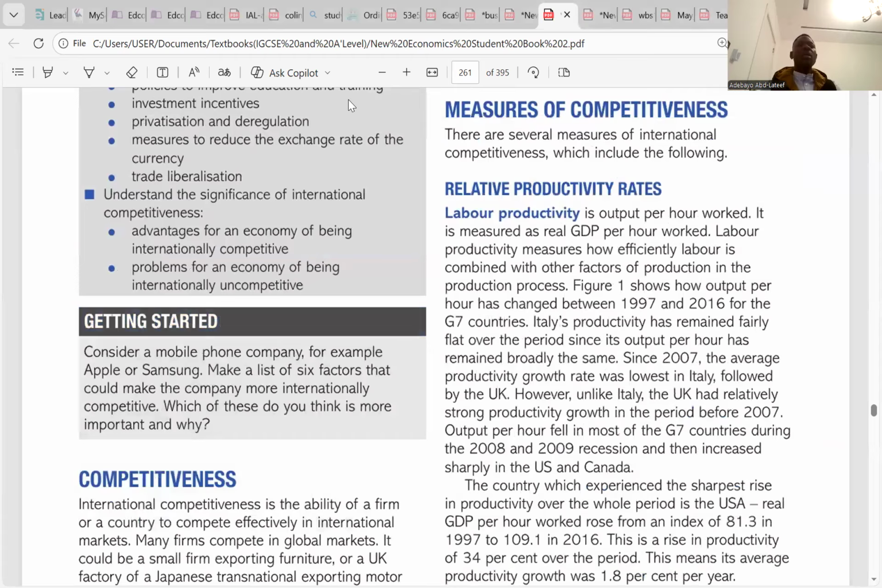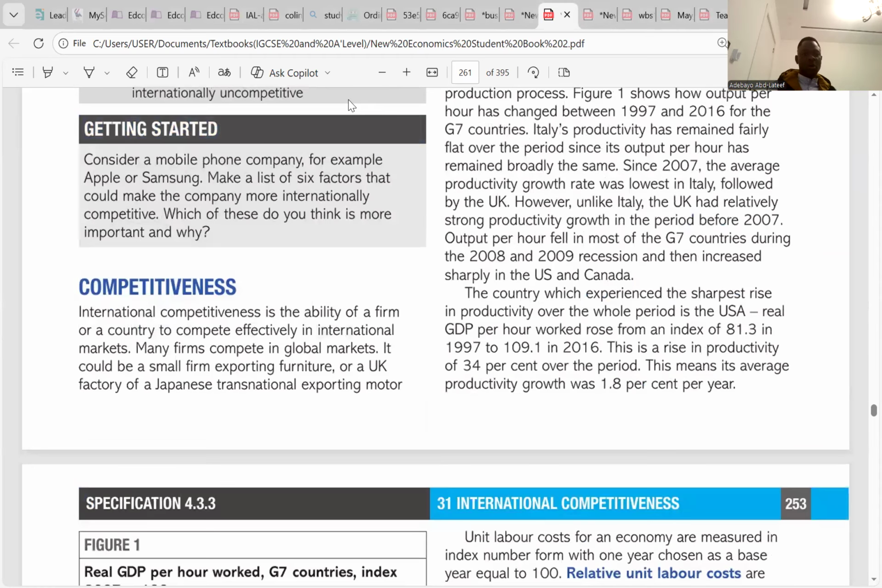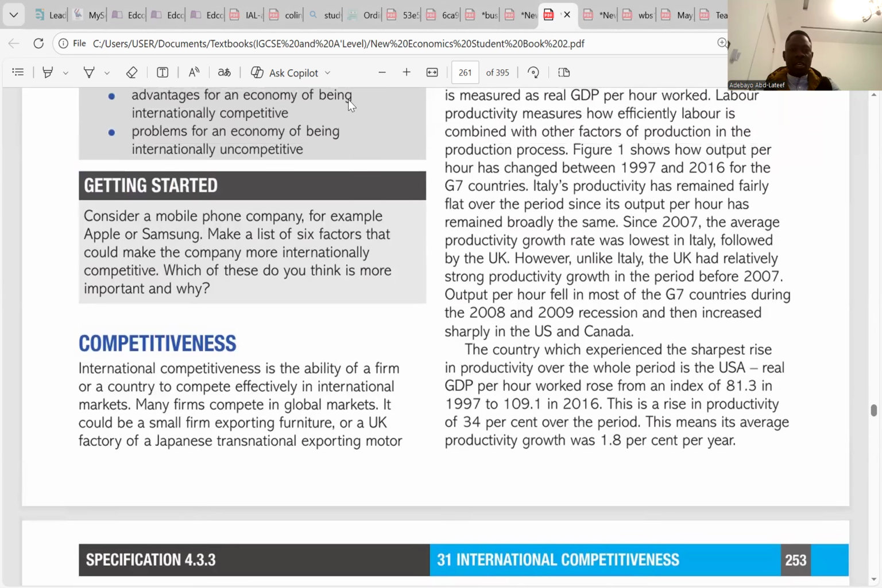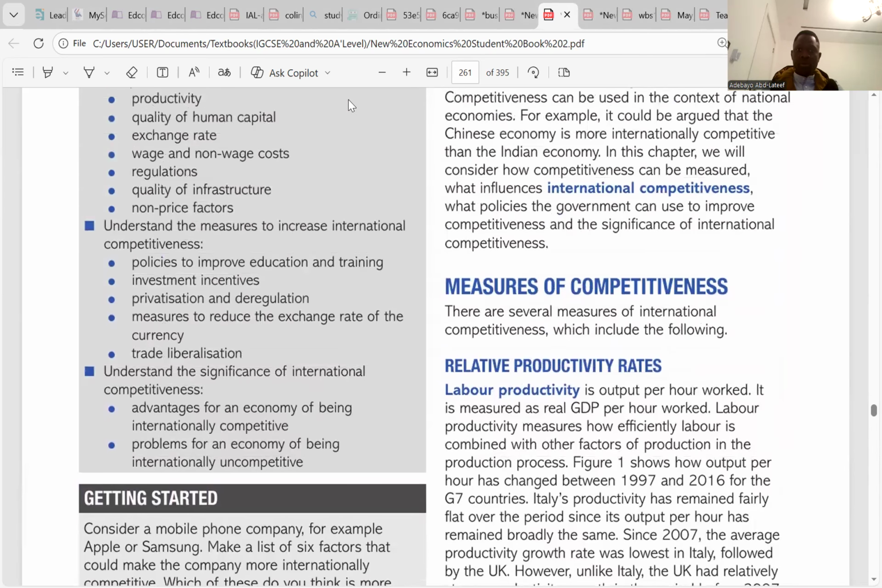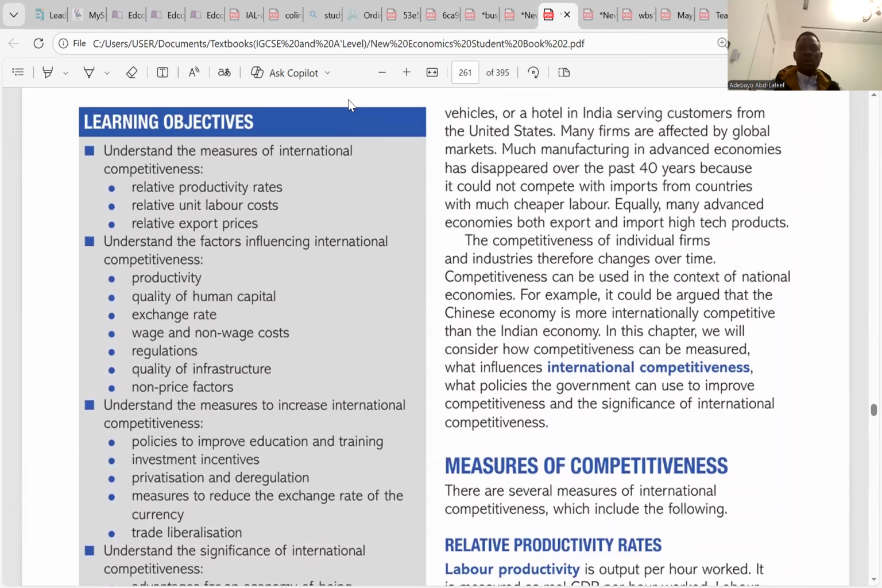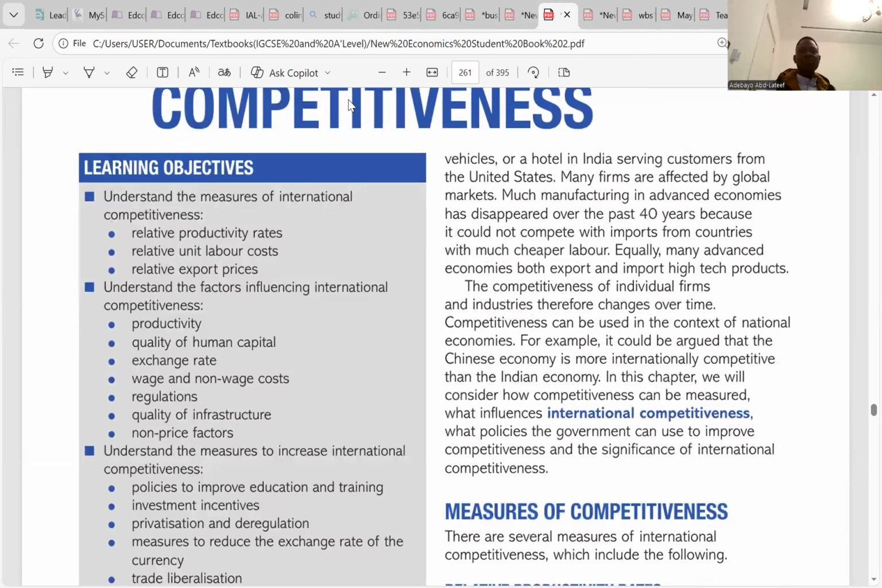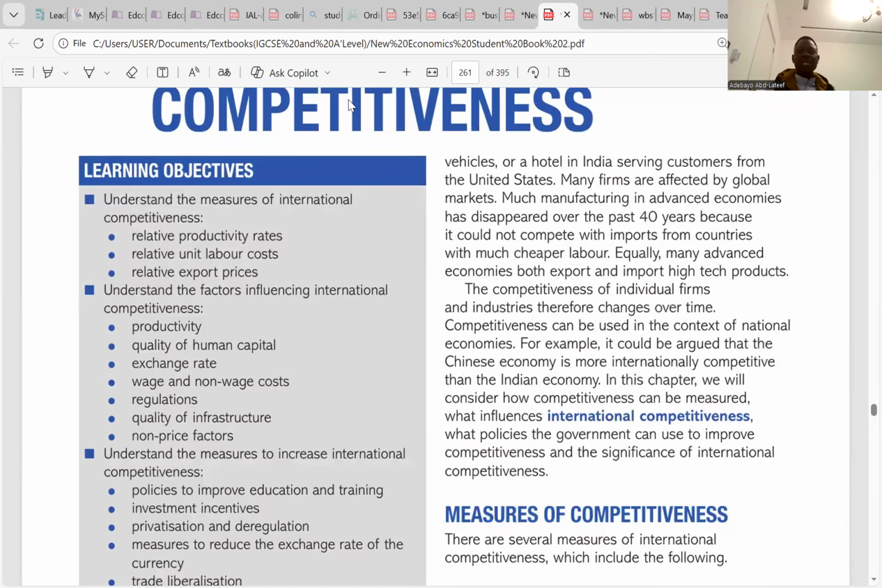International competitiveness is the ability of a firm or a country to compete effectively in international markets. Many firms compete in global markets. It could be a small firm exporting furniture, or a UK factory of a Japanese transnational exporting motor vehicles, or a hotel in India serving customers from the United States. Many firms are affected by global markets.